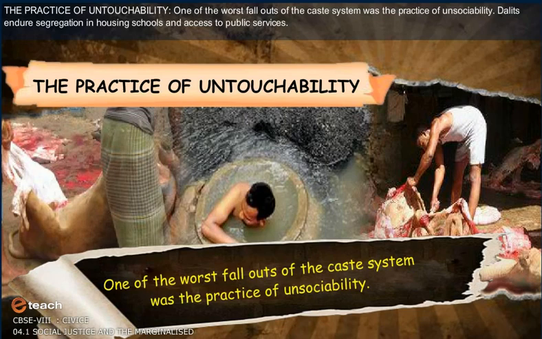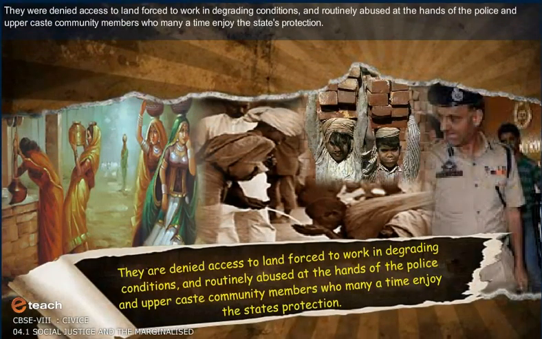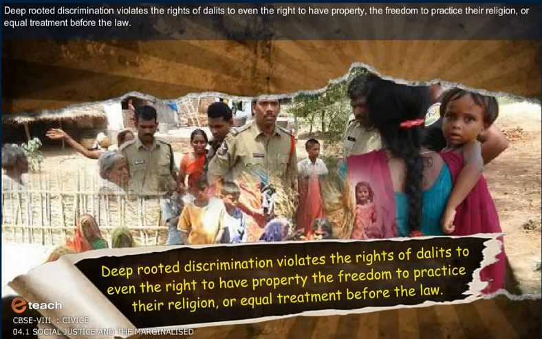Dalits endure segregation in housing, schools, and access to public services. They are denied access to land, forced to work in degrading conditions, and routinely abused at the hands of the police and upper caste community members who many a time enjoy the state's protection. Deep-rooted discrimination violates the rights of Dalits to even the right to have property, the freedom to practice their religion, or equal treatment before the law.